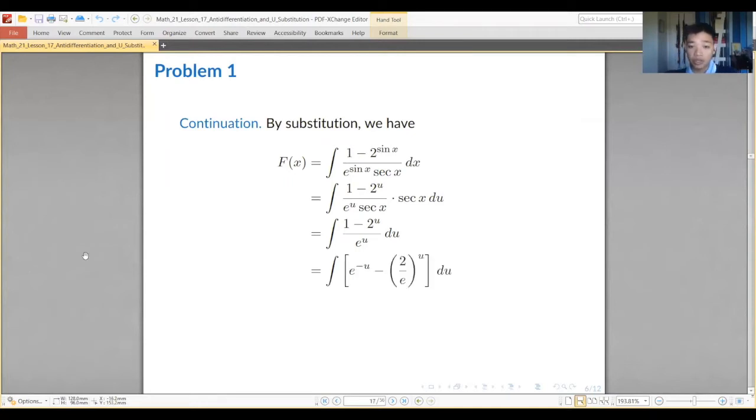And then in order to simplify more the complicated fraction we have here, you can divide. You can separate the 1 and the 2u, and you'll get this. And then knowing our subtraction theorem for antiderivatives, you can separate them into 2 separate antiderivatives, and then you can solve them one by one.